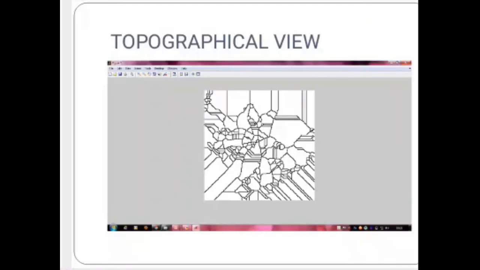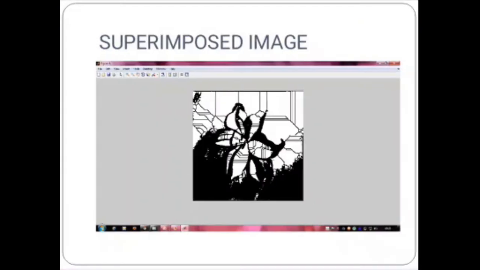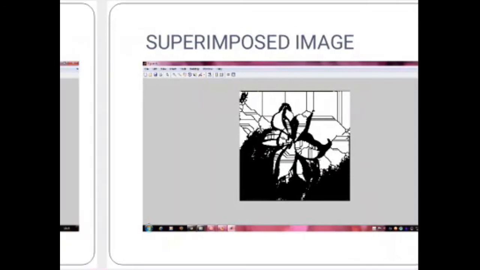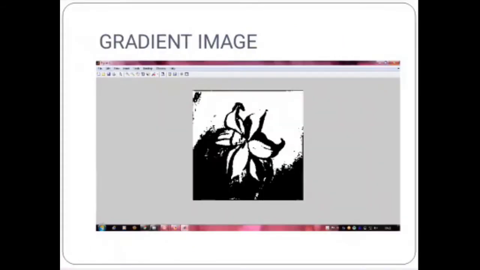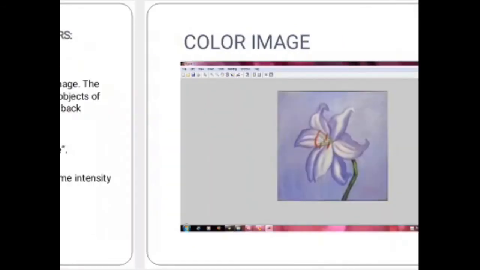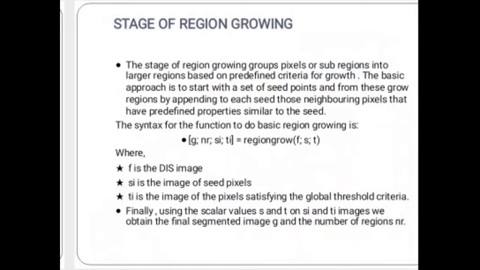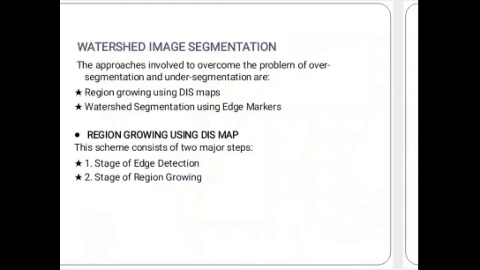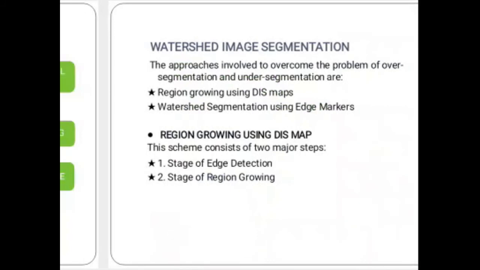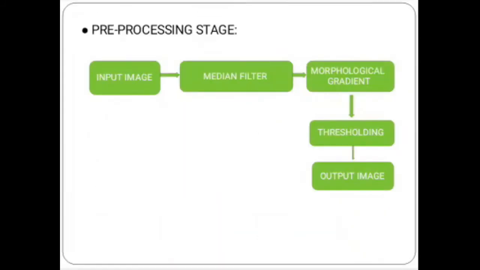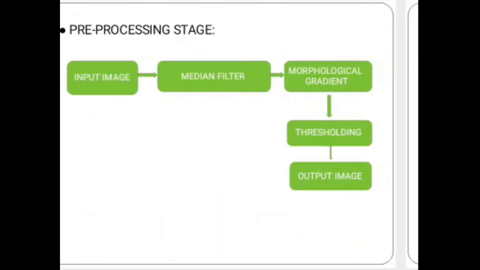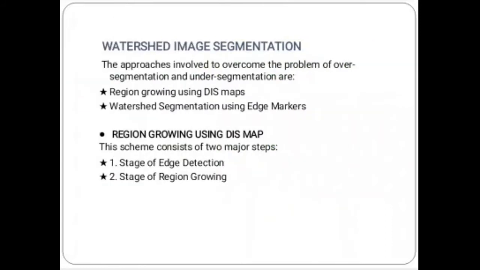This is the superimposed image, where my gradient image is superimposed with a threshold value. I am showing the result so that you can easily understand how this process is going on. After this pre-processing stage, I am moving forward to watershed image segmentation after the dam construction.